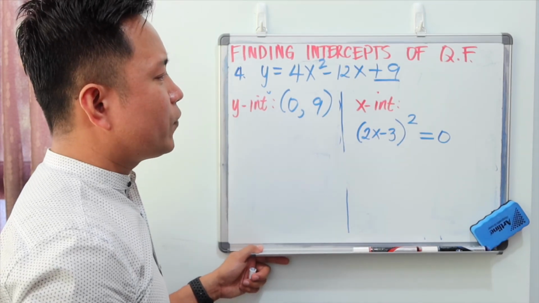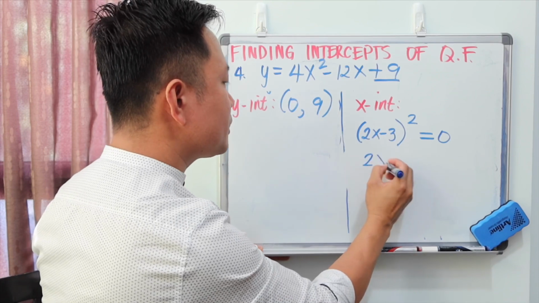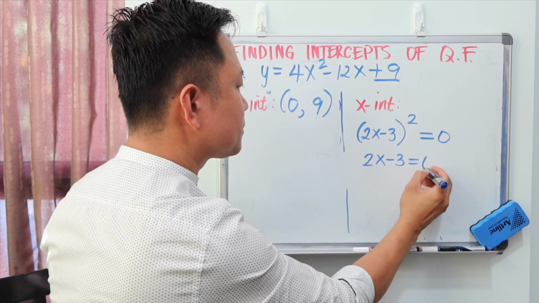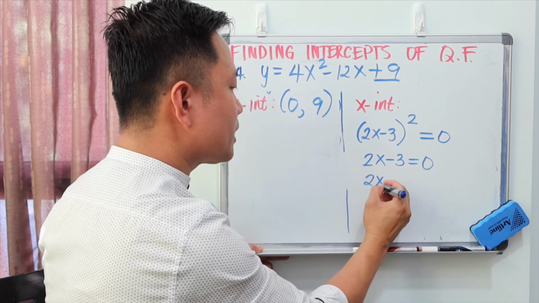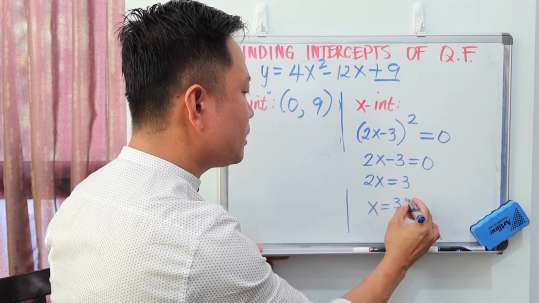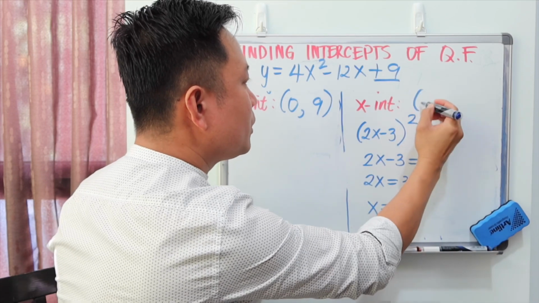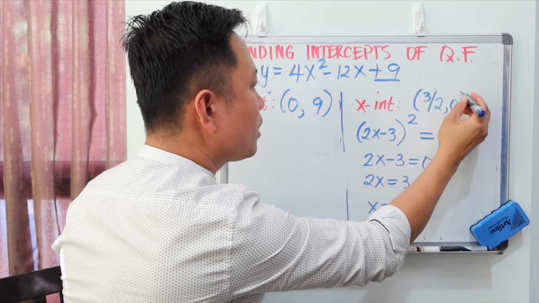So this quadratic function will only have one x-intercept, and that x-intercept can be solved using 2x minus 3 is equal to 0. Adding 3 to both sides, we have 2x equals 3, and that means our x-intercept is 3 over 2. So the graph will cross the x-axis at 3 over 2, comma 0.